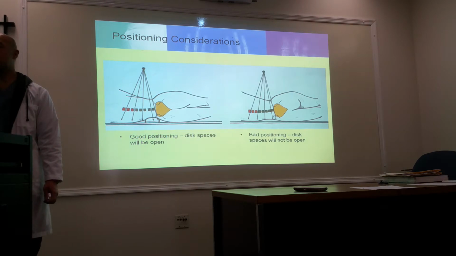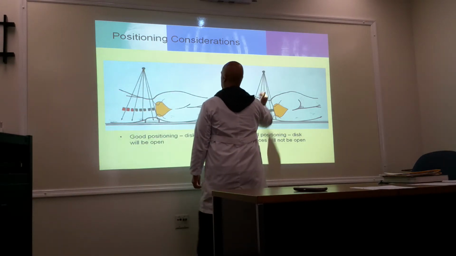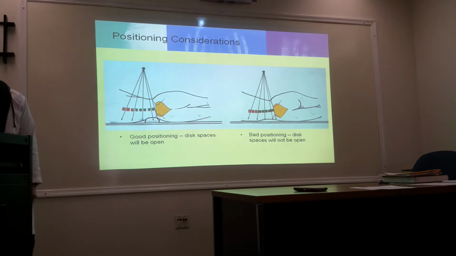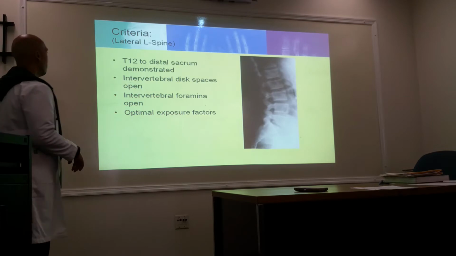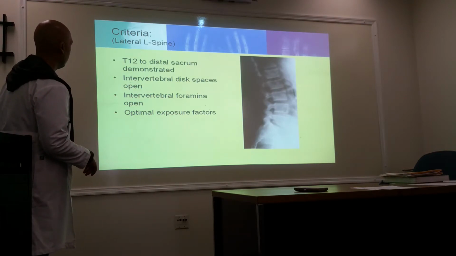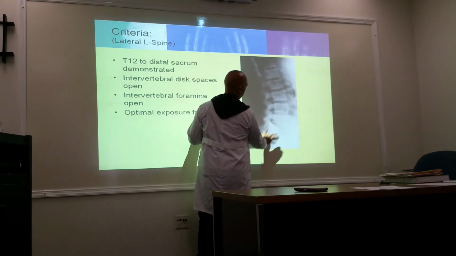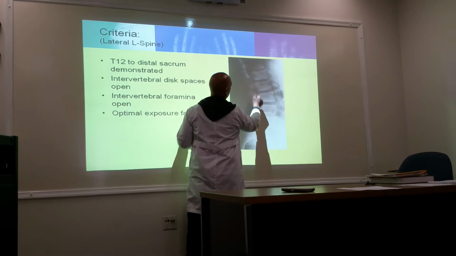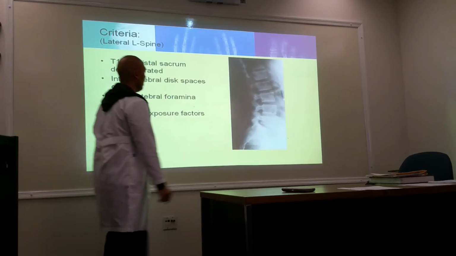Okay, good positioning. Discs are going to be open. Bad positioning. See, because here they have a curvature on the back. Line is perpendicular. It opens up the disc, closes up the disc space. Okay. So T12 to distal sacrum should be visualized. Intervertebral spaces should be nice and open. Sacrum 5, 4, 3, 2, 1. T1, we see the spaces. We also see the foramina in between.